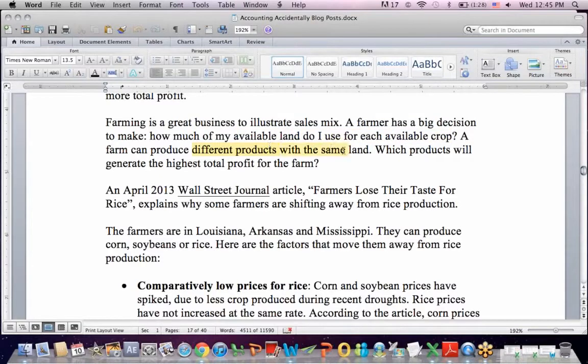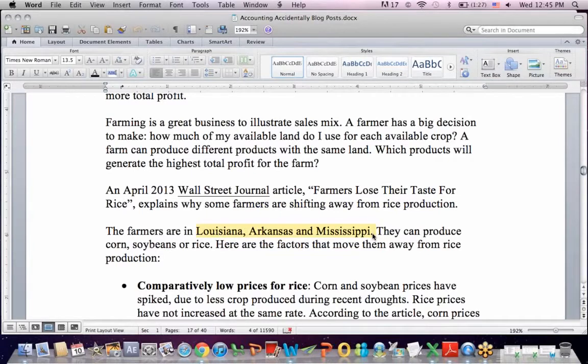Because a farmer can produce different products with the same land. And the question is, for the farmer, what combination of product and land use will create the highest total profit for the firm? So the article I'm referring to is from April 2013 in the Journal, titled Farmers Lose Their Taste for Rice. And the fact that at this time, farmers are shifting away from rice production. And the area we're talking about is Louisiana, Arkansas, and Mississippi.